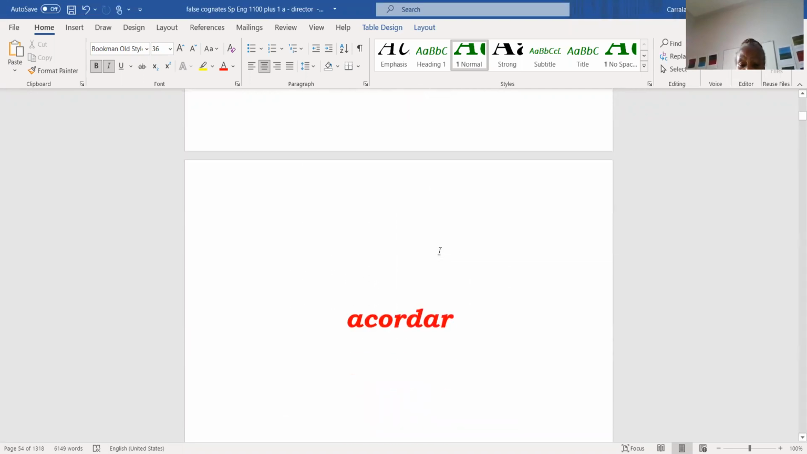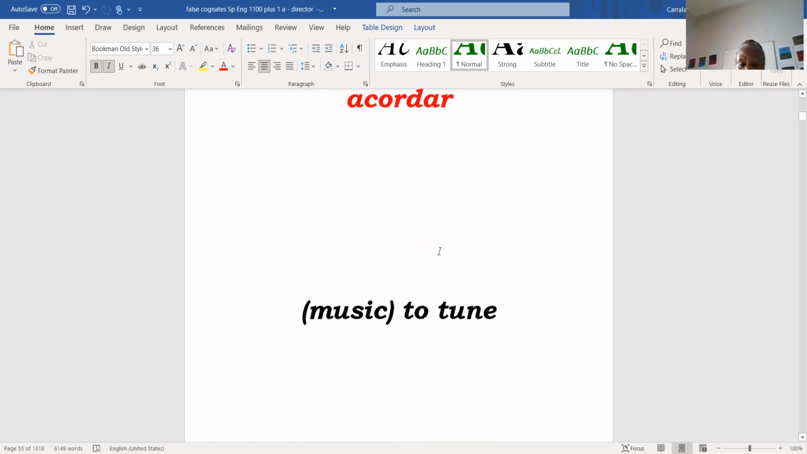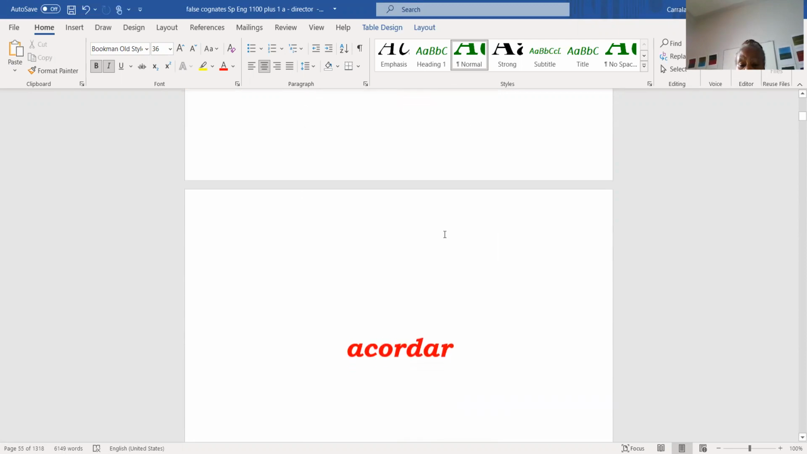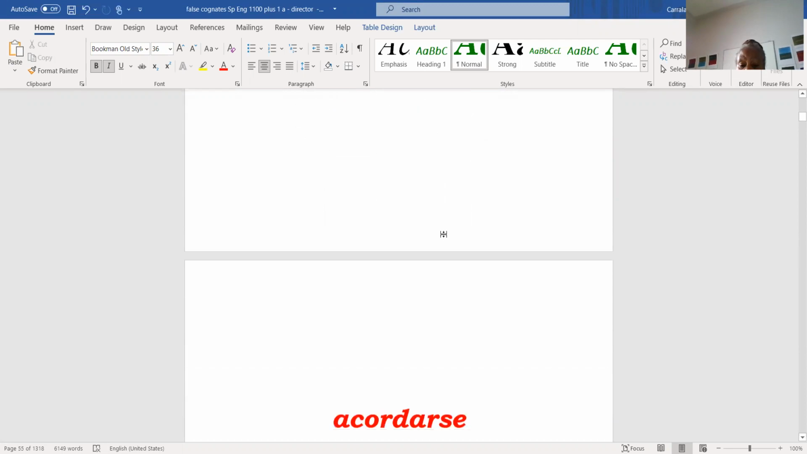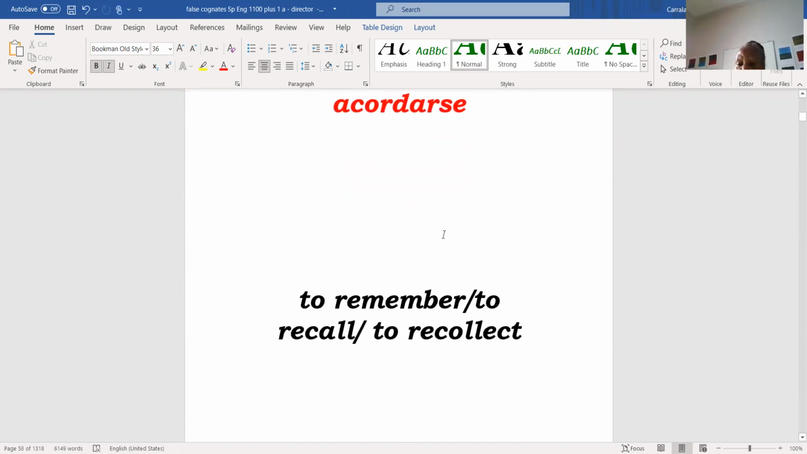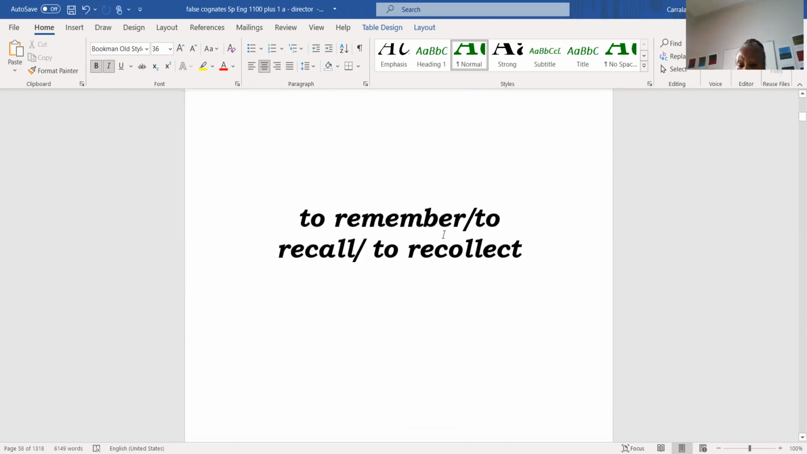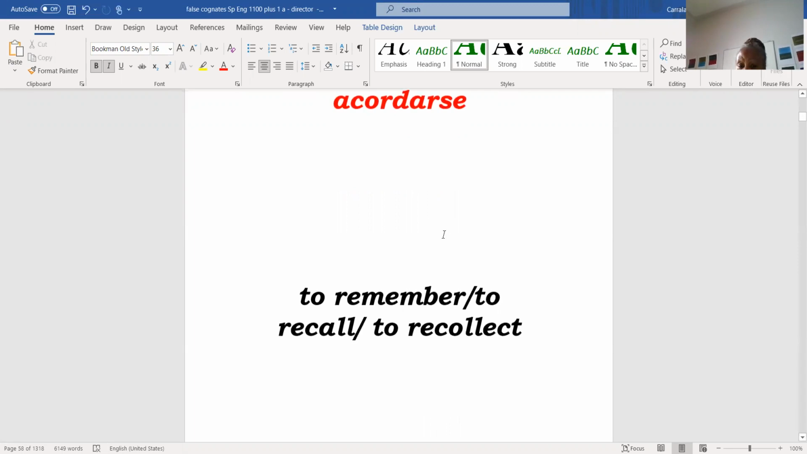Acordar, I think I showed you this before. All the different meanings. Acordar, se. Remember, in English you don't have that se at the end, which is a reflexive pronoun. We don't have it, but it does make a difference. There's a difference between acordar and acordarse. Acordarse in English is to remember, to recall, to recollect. It changes the meaning of the word.